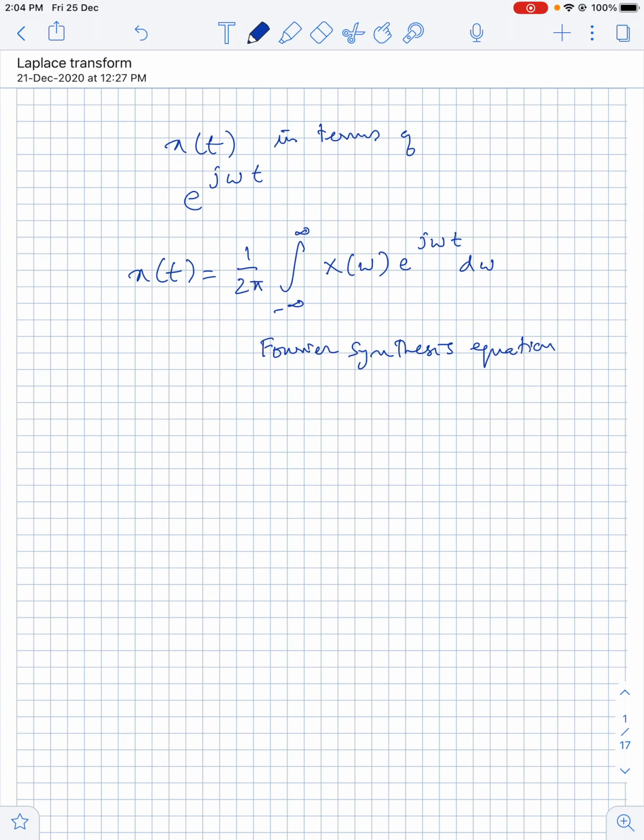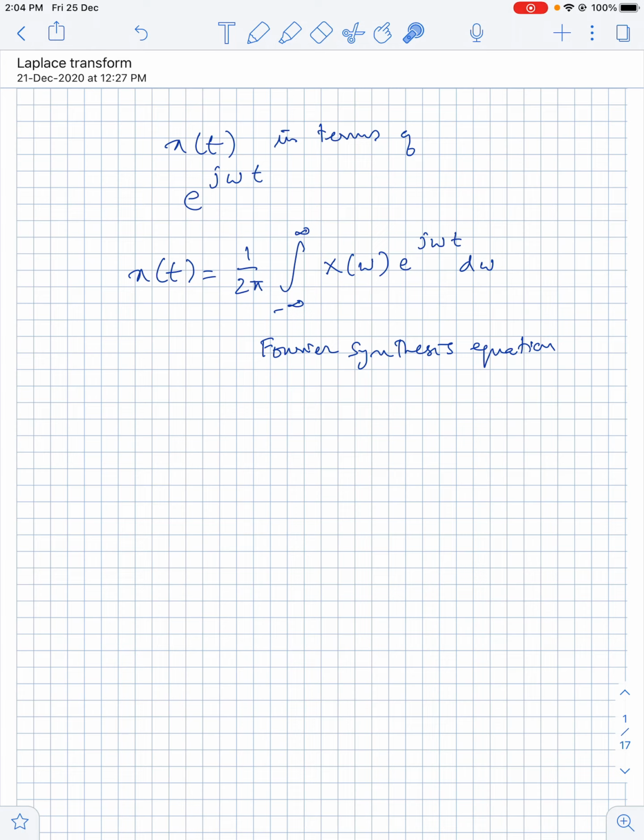In this lecture, we will look at Laplace transform. You will see that the Laplace transform is a generalization of the Fourier transform, which we have seen earlier. So in the Fourier transform, we have some signal x of t, which we represented in terms of complex exponentials e raised to j omega t.